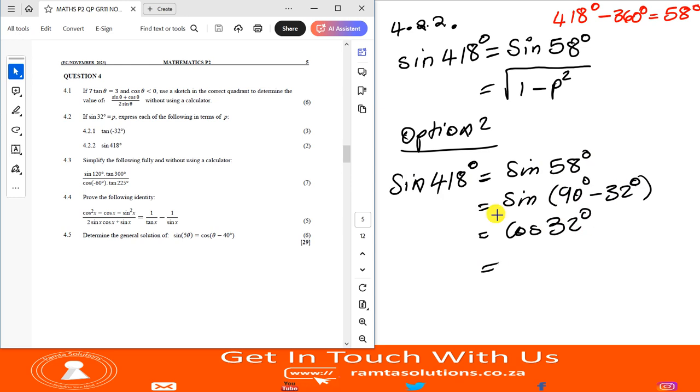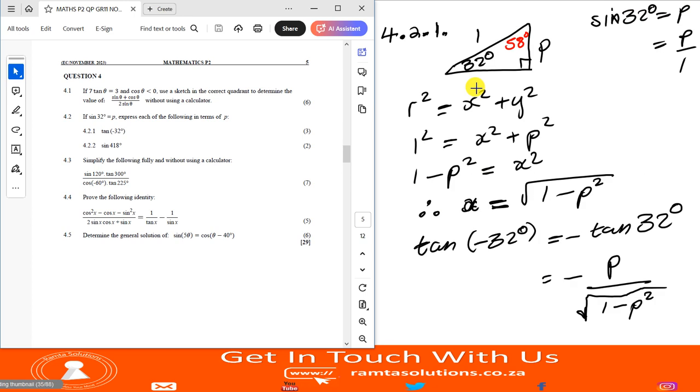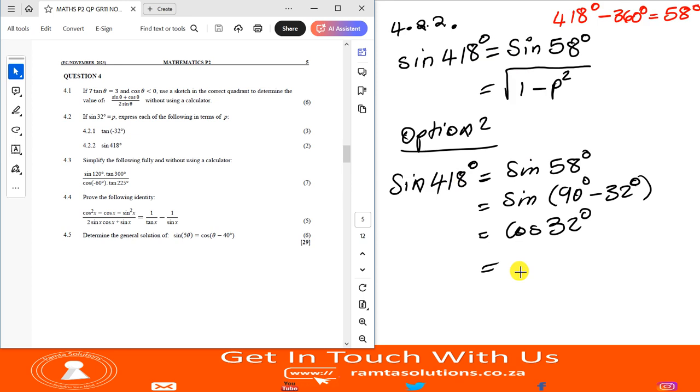Now, what is cos 32 degrees? Let's go back to our diagram. Cos 32, angle is 32 degrees. Cos is adjacent over hypotenuse. This is adjacent of 32 degrees. So adjacent was square root of 1 minus p squared. So our answer is simply square root of 1 minus p squared. As you can see, these are the same. So it's totally up to you as to how you want to answer this question.